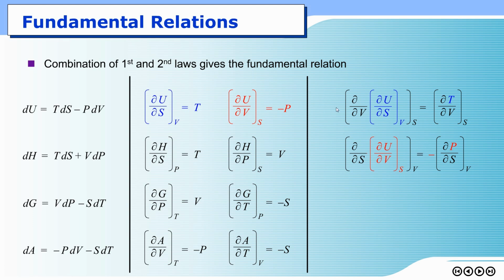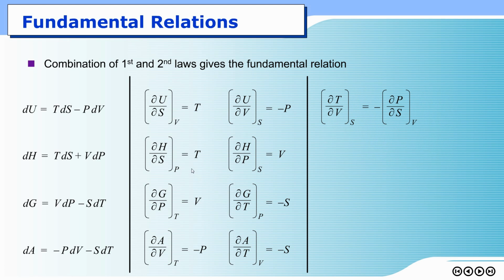Therefore, the left hand side, this term and that term are essentially the same. You can move V into inside and move S out. They are essentially the same. Therefore, you can get the right hand side, these two terms are equal. You get this equation. Okay?